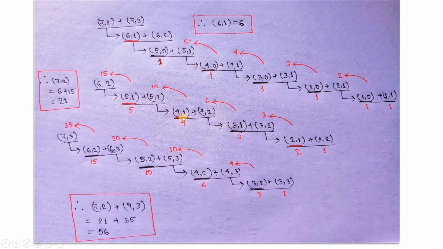So we know the value of 4.1. So the value of 4.1 was 4. So we'll write it here. And next we'll call this 4.2. So 4.2 will be 3.1 and 3.2.